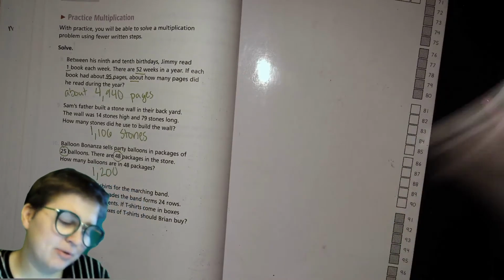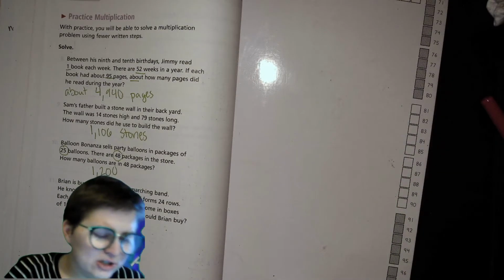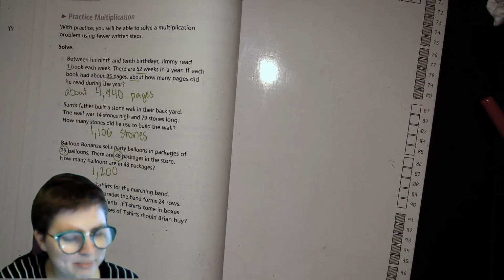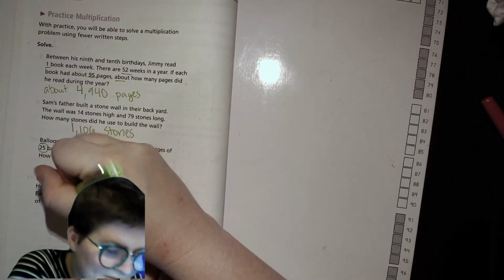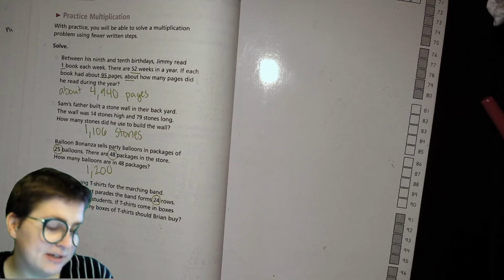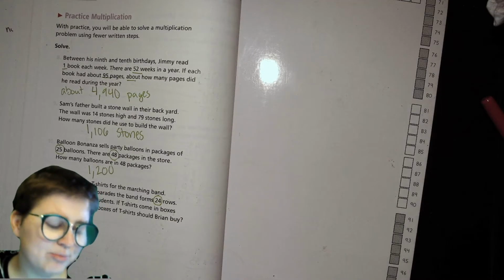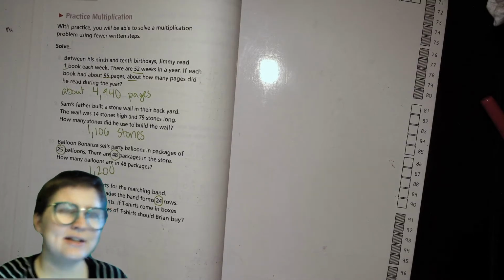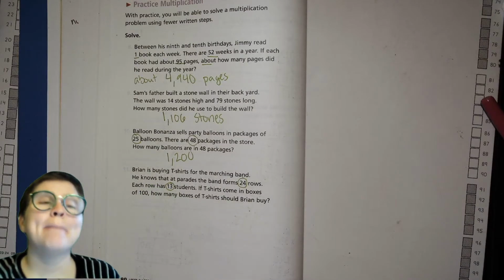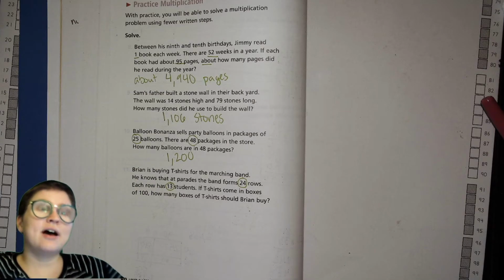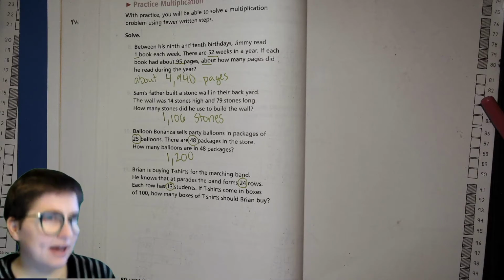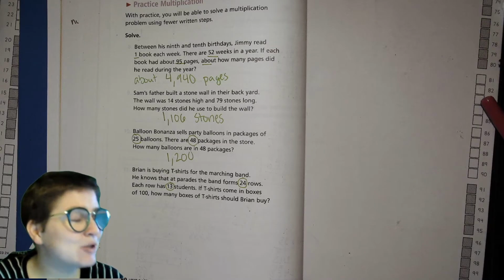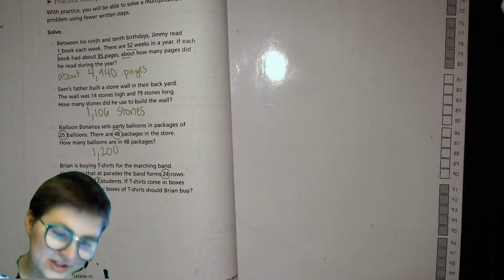Okay, here we go. Brian is buying t-shirts for the marching band. He knows that at parades, the band performs 24 rows. Each row has 13 students. If t-shirts come in boxes of 100, how many boxes of t-shirts should Brian buy? Ooh, I like this one. Because not only are we trying to figure out the number of students, but we have to make sure we have enough shirts for all the kids, which means we have to decide if we want to go low or go high. We don't want some kids in the marching band not having shirts, right? That's not very nice. So let's first figure out how many kids there are.